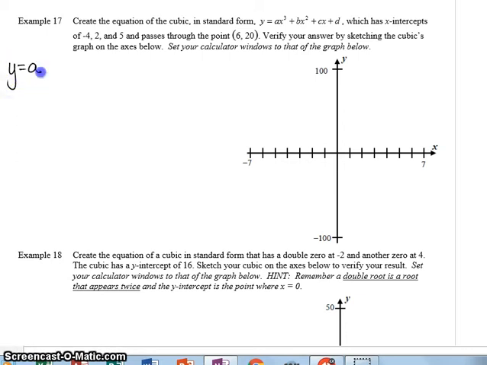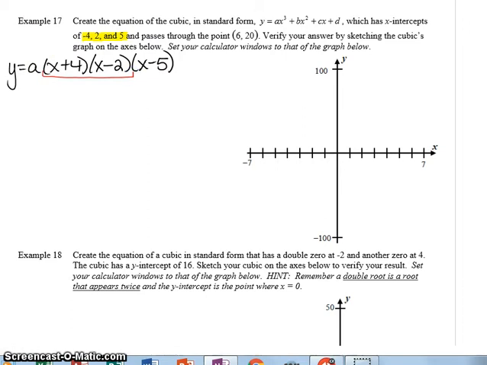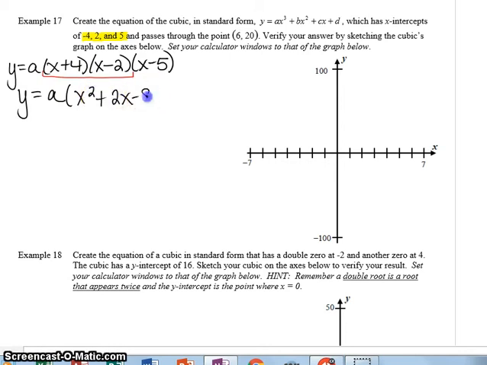So I get y equals a, and then don't forget, guys, these are the x-intercepts, the zeros, so now you have to switch and have the opposite signs for the factored form. So it's going to be x plus 4 times x minus 2 times x minus 5. So the first thing I'm going to do is just multiply 2 of them together by FOILing. Okay? So I'm going to get y equals a, and when I FOIL that, I get the trinomial x squared plus 2x minus 8. But then that still has to be multiplied times the quantity x minus 5.